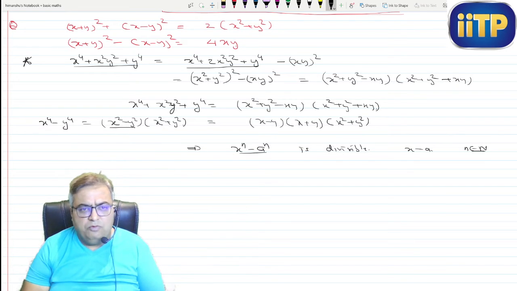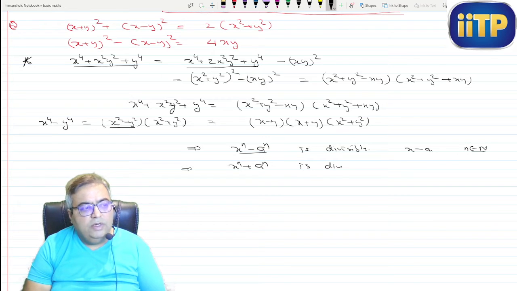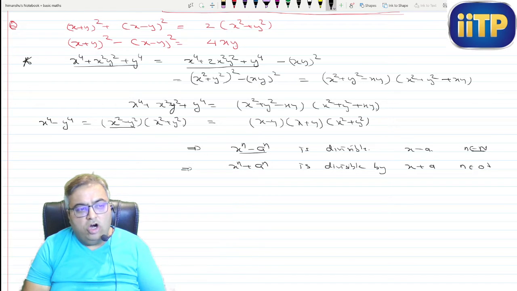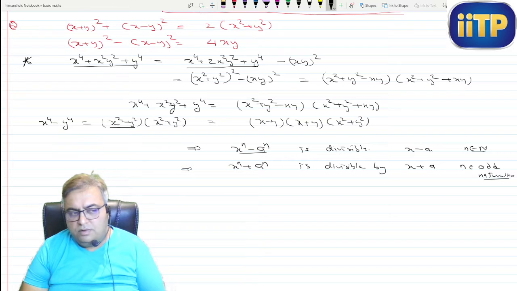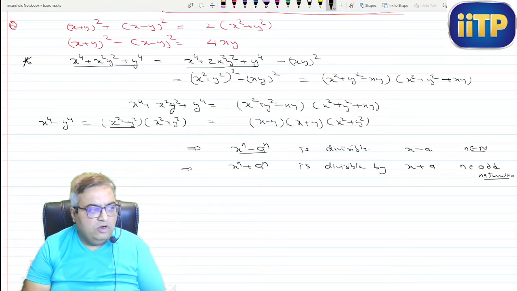We can prove this when we will be studying the factor theorem and all; we can show that easily. And similarly, remember x to the power n plus a to the power n is divisible by x plus a only if n is an odd natural number. Okay, so this is the result.